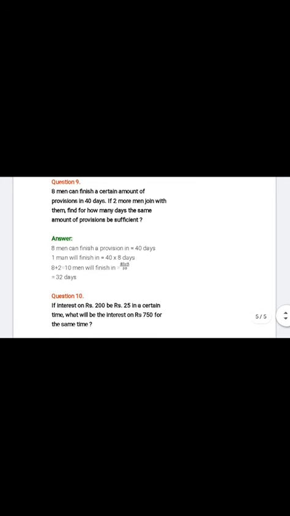Now they have given that 2 men join them, so 8 plus 2, 10 men will be there. The second time, 10 men will finish in the same multiplication from the above step, 40 into 8, divided by the men, 40 into 8 upon 10. So it will finish in 32 days.